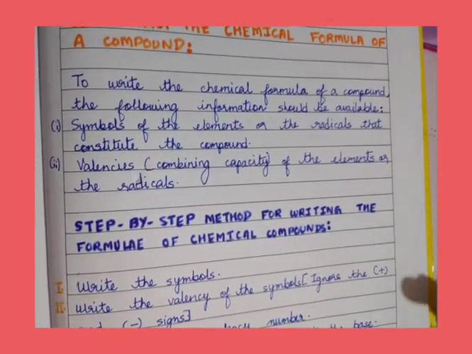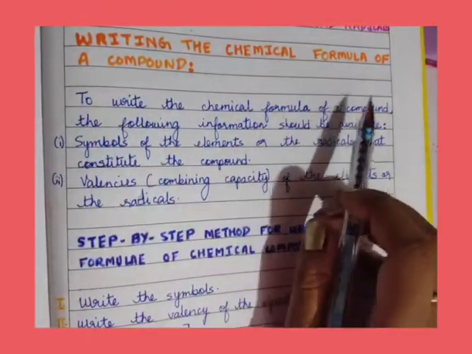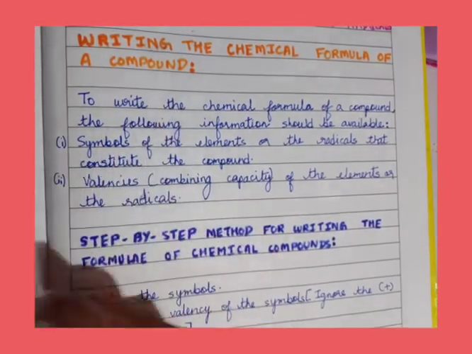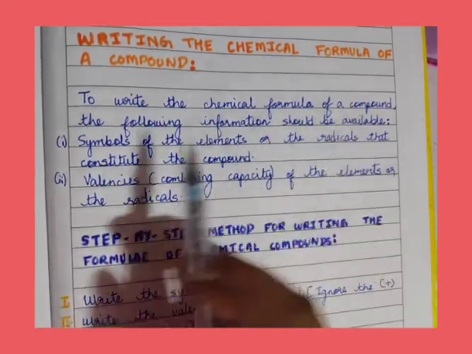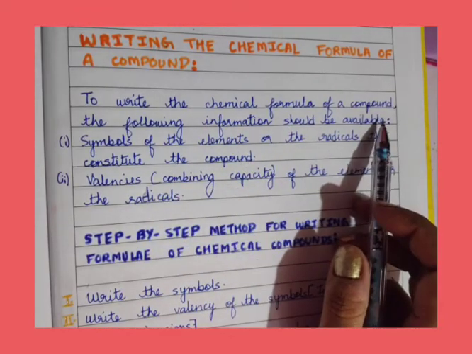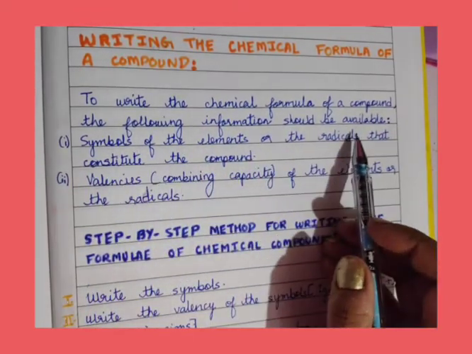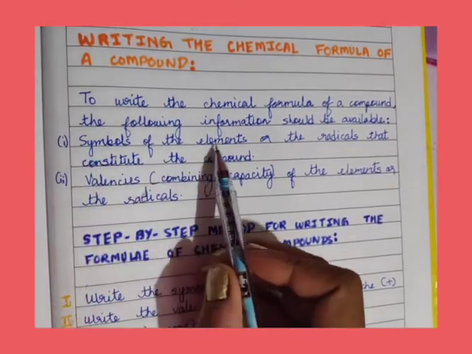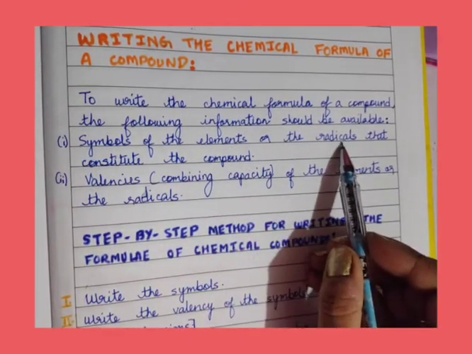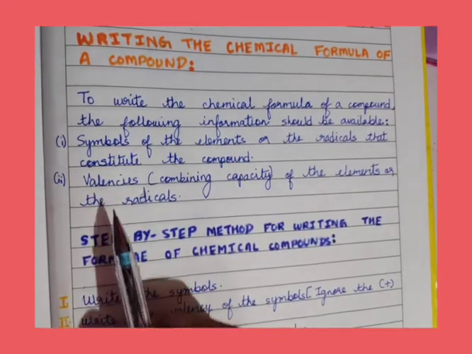Hello students, today I am going to teach you how to write the chemical formula of a compound. As I have said in your previous classes, to write the chemical formula of a compound, you should know the following things. I had asked you to learn by heart the symbols of the elements or the radicals and their valencies.